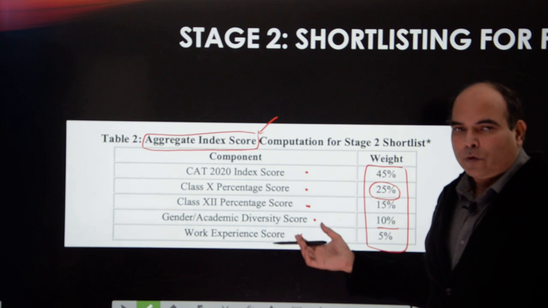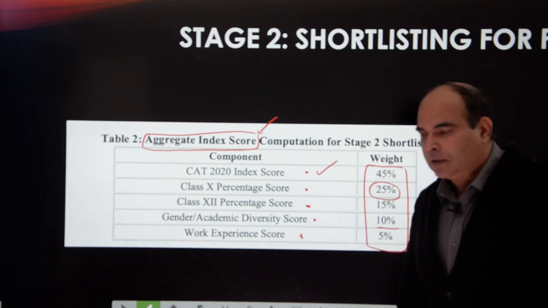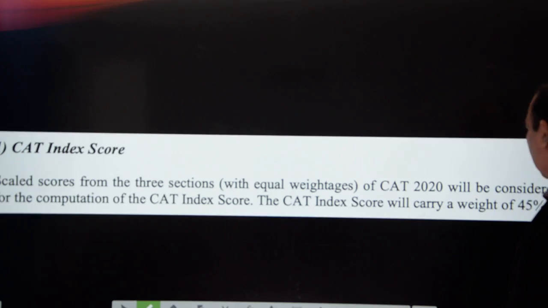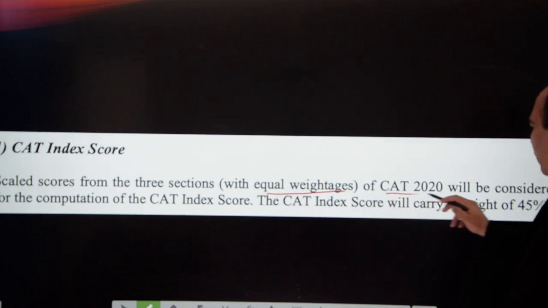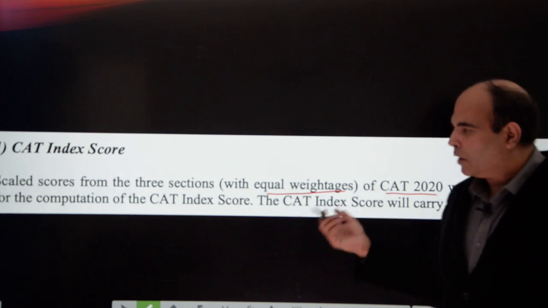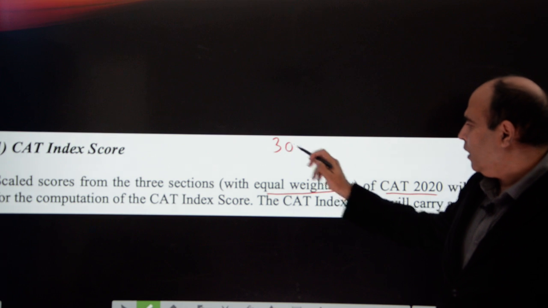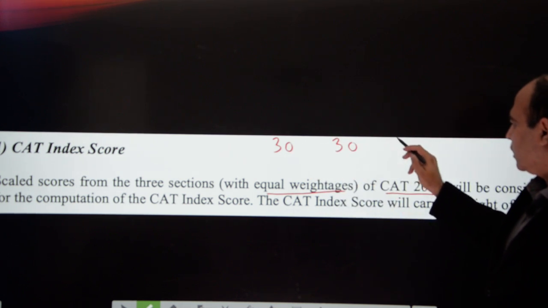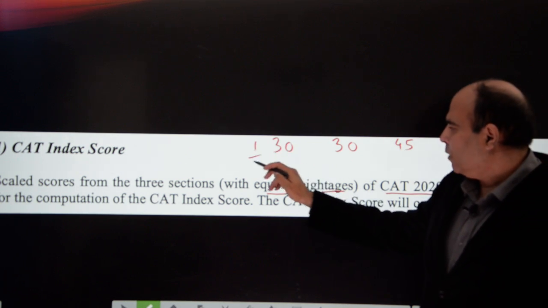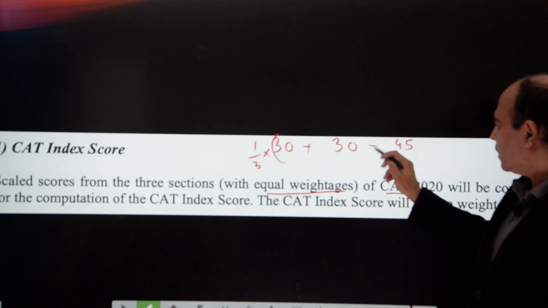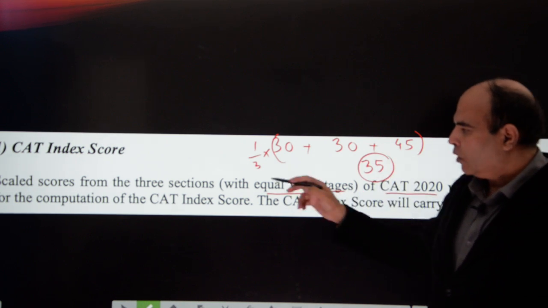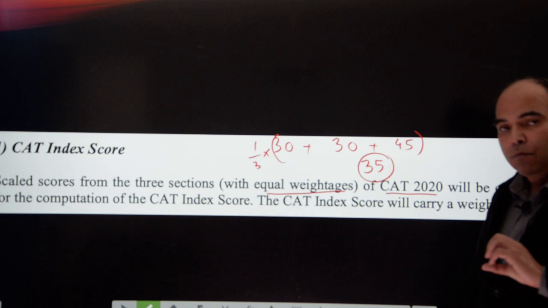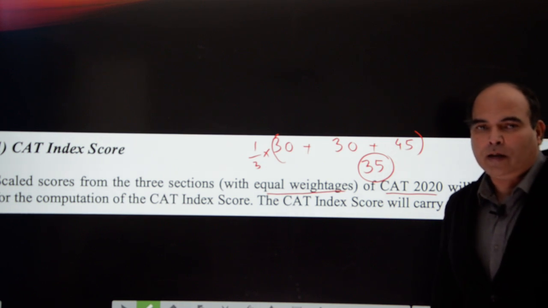Now how are these 5 scores calculated? The CAT index score is calculated the same way. Let's quickly go through them. The CAT index score is calculated as the scale scores from the 3 sections with an equal weightage. As I mentioned to you, if your scale score in one section is 30, in the second section is 30, and in the third section is 45, your CAT index score should be 1 by 3 into this plus this plus this, so it would come out to be 35. Equal weightages to all 3 sections will give you the CAT index score. Now this will get multiplied by 0.45 to give you the final value in the weighted average, but we'll come to that later.